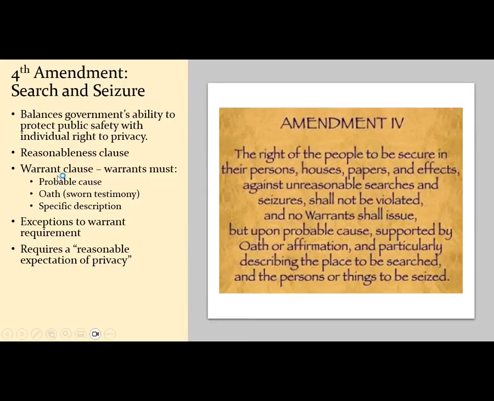Now, what about violations? Oh, the Katz case established that precedent for having a reasonable expectation of privacy over the subject of the search. That came from the Katz decision.